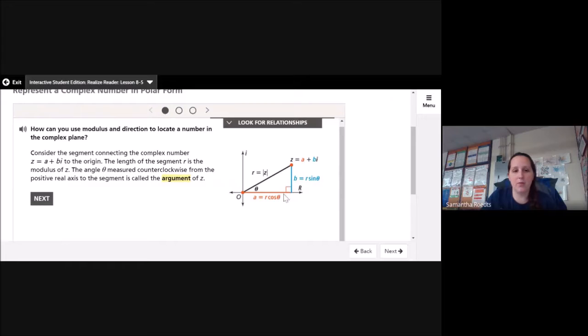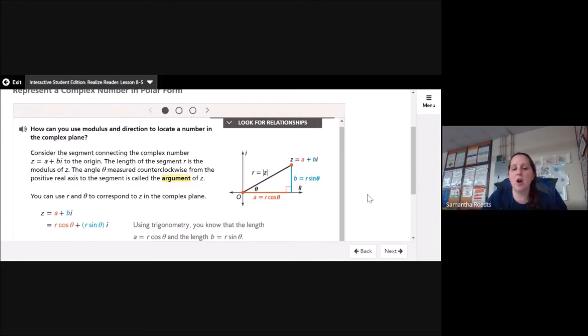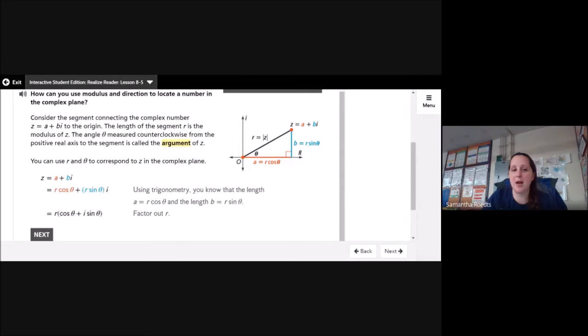Okay? So the angle measured counterclockwise, right here is theta, from the positive real axis to here. And then the line segment is called the argument. You can use r and theta to correspond to z in the complex plane. Z equals a plus bi, well, r cosine theta plus r sine theta i. Using trigonometry, you know that the length a equals r cosine theta and the length b equals r sine theta.